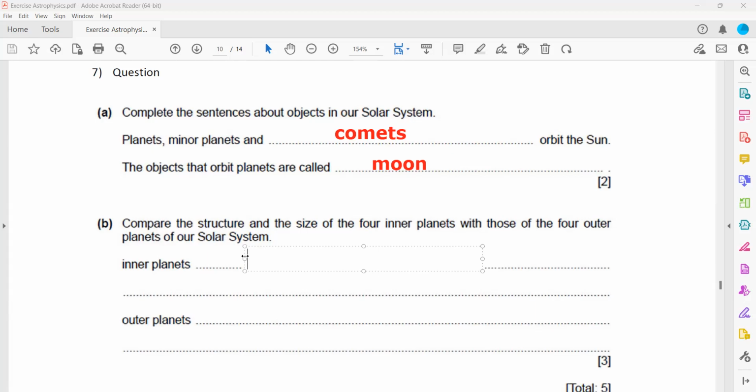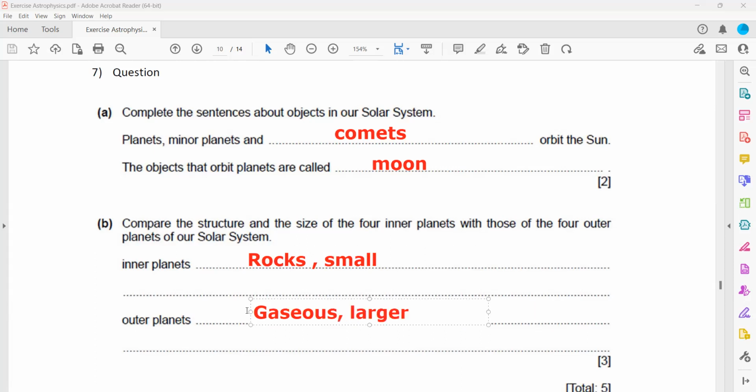So for the inner planets, their structure and size: how they're structured, they mainly consist of rocks, and in size they're small. And outer planets, they are gaseous, and they are larger in size.